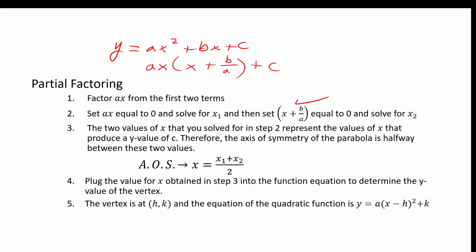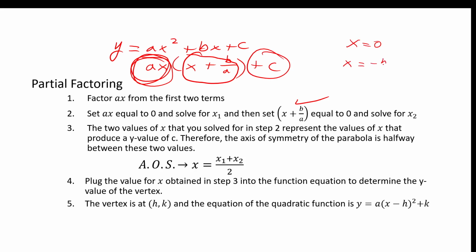What that does, after we factor ax from the first 2 terms and we get to step 2, we set ax equal to 0 and we solve for x1. So x1 will be 0, setting ax equal to 0. And then we set the second partial factor, x plus b over a, equal to 0 and solve for x2. And those 2 values are going to represent values of x that produce a y value of c. Now, why is that important? What it means is that when x is 0 or when x is negative b over a, we will have the same y value.